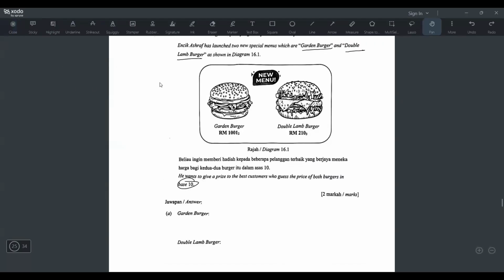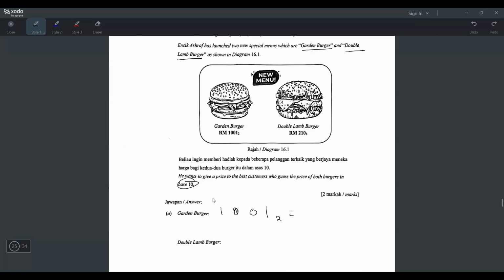So they give you the price in base 2, base 3. So you just change to base 10. So the garden burger: 1, 0, 0, 1, base 2. How to convert to base 10? So you will times, right? When you're changing a smaller base to base 10, you will use the times method. Times method is like you have to write down the place value and then times and then plus everything.